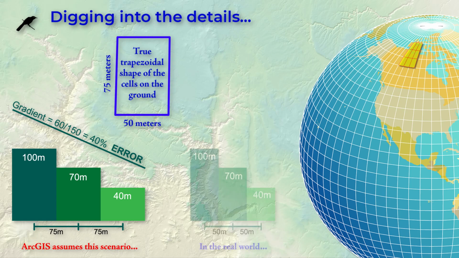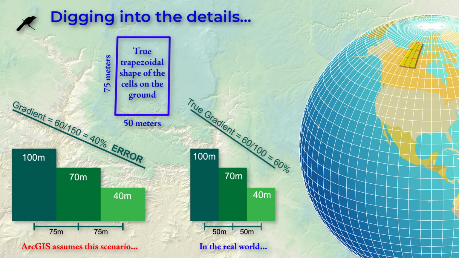But in the real world, there's only 100 meters horizontal distance over these cells, and therefore the true slope should be 60 meters rise over 100 meters horizontal, or a 60% slope. So ArcGIS makes this initial error in the calculations, underestimating the east-west gradient. Then that error is propagated through all the rest of the calculations to get the rest of the surface measurements. Nothing that comes after this initial error is accurate.